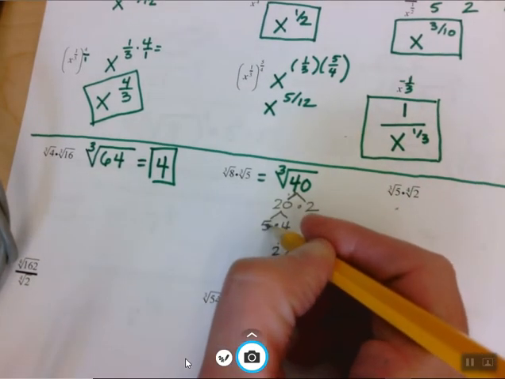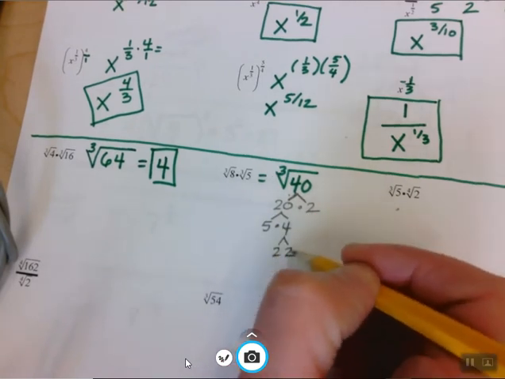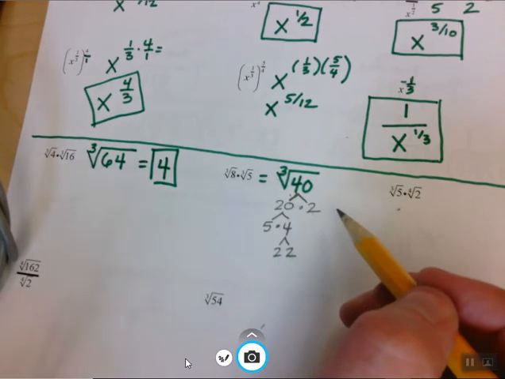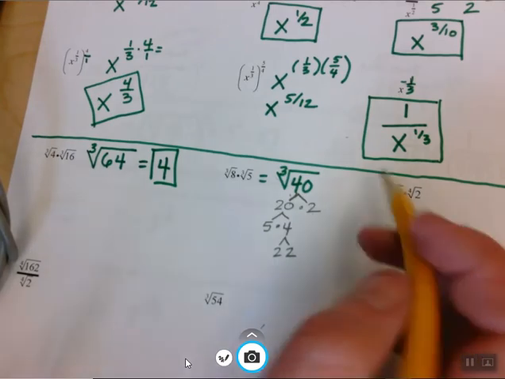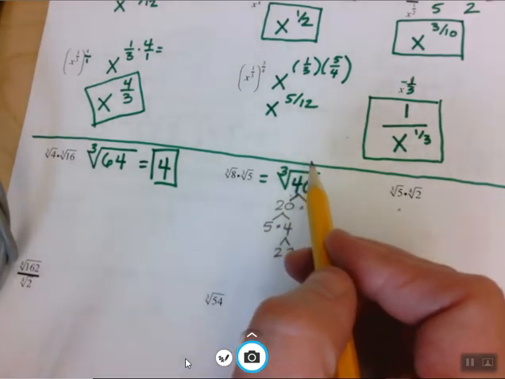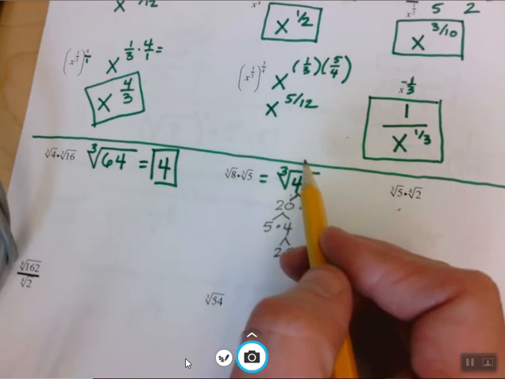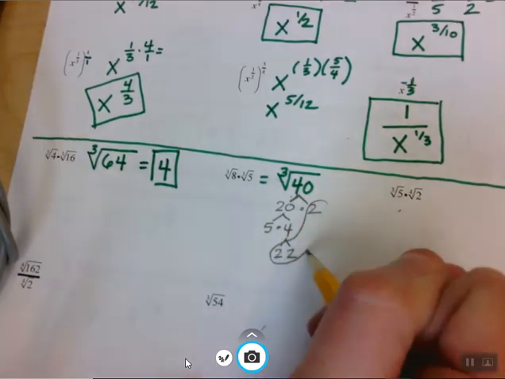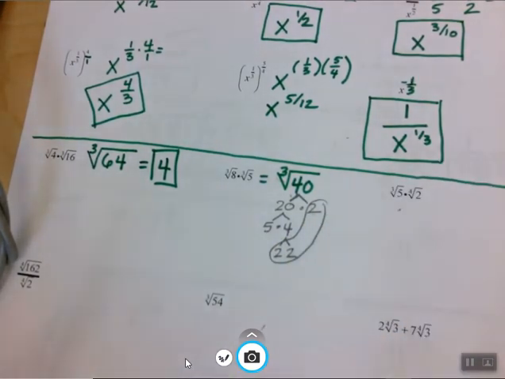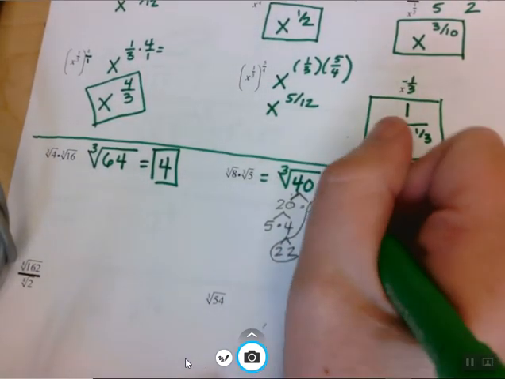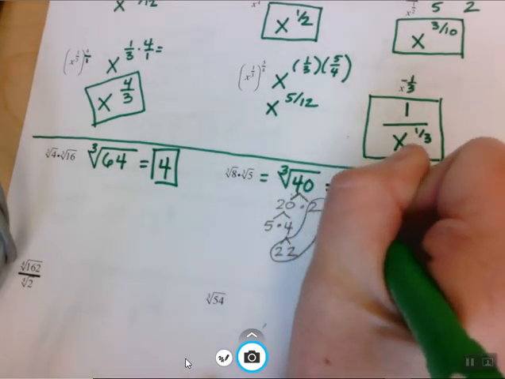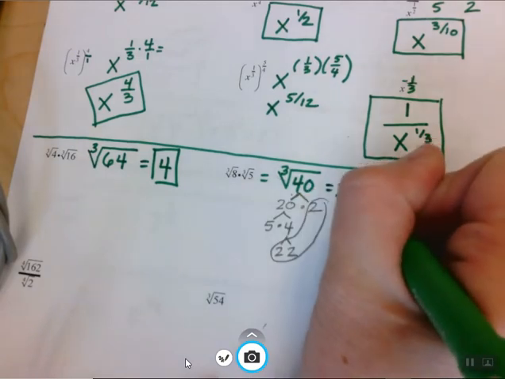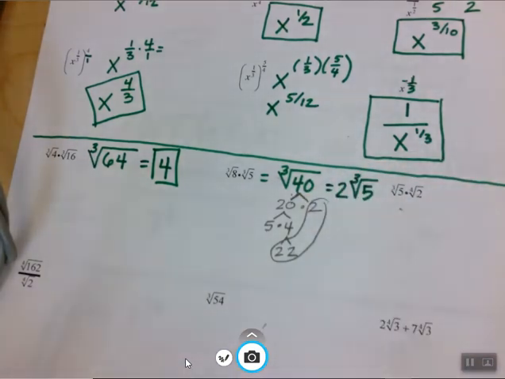2, and 5. How many times does the number have to show up in order to take it out of a cube root? 3. If it's a square root, it has to show up twice. If it's a cube root, it has to show up 3 times. So we do have 3 2's. That's good news. That means that 2 can live outside. So I've got 2 cube root. Remember, it doesn't turn into a square root, still a cube root, and I still have a 5 left. So that's your simplified version.